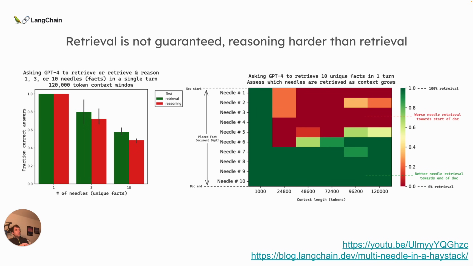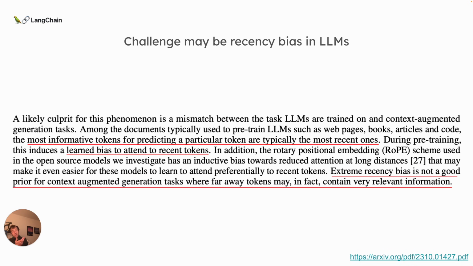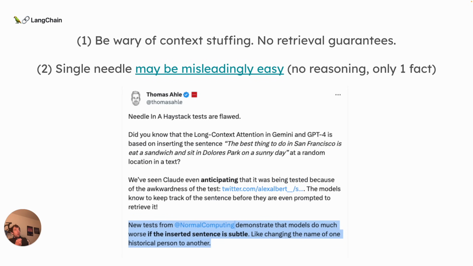So again, the results show us that reasoning is a bit harder than retrieval, more needles is more difficult, and needles towards the start of your context are harder to retrieve than towards the end. Those are the 3 main observations from this. And it may be indeed due to this recency bias. So overall, what this tells you is, be wary of just context stuffing in long context LLMs. There are no retrieval guarantees.